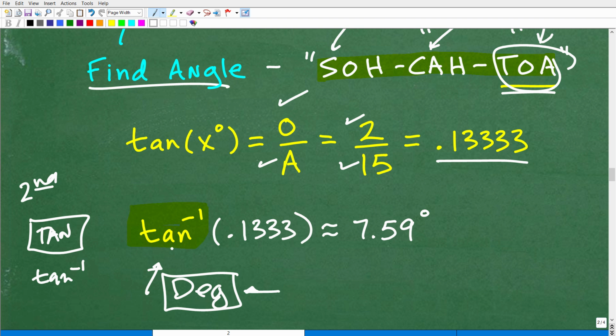But when you put up this arctangent right here, or this tangent -1, it's saying, hey, what angle in degrees has a tangent of 0.1333? And when we hit the enter button, we get 7.59 degrees. Okay, so this is not the true heading, the true direction. We're going to have to use this information to give us a better answer.